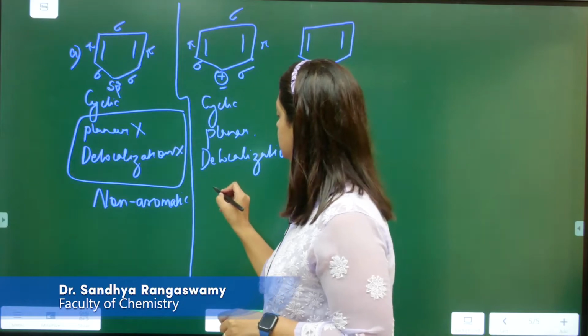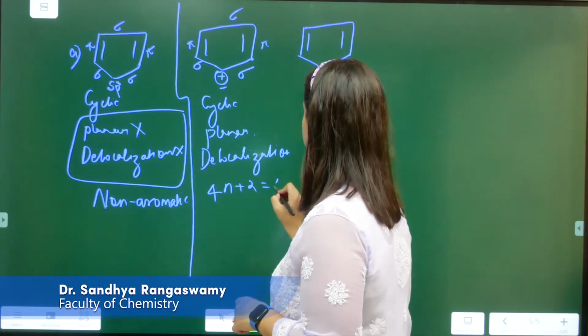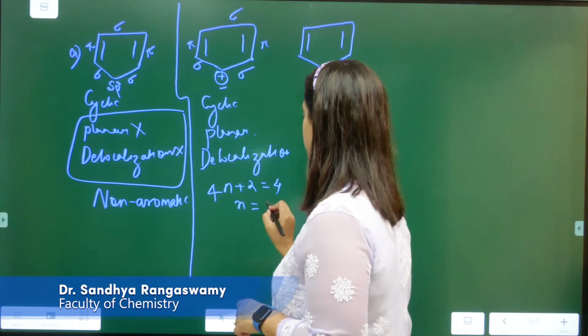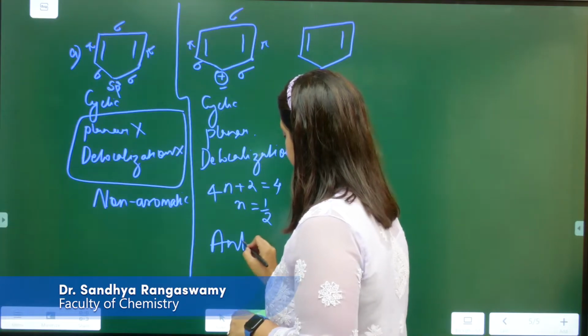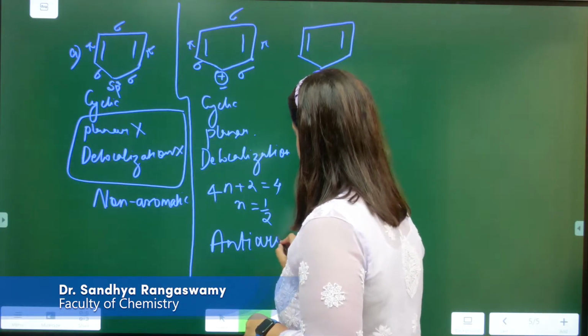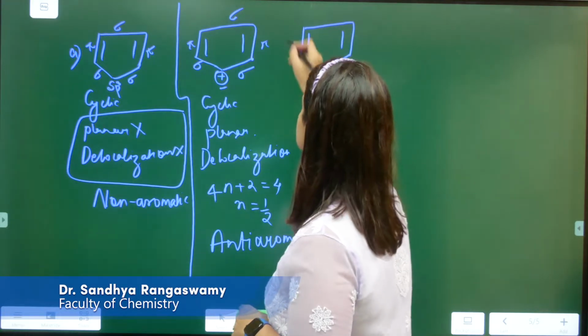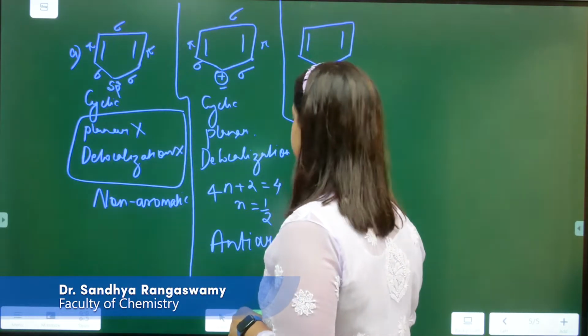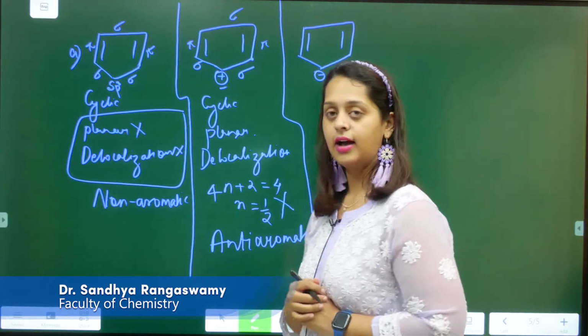Now, Huckel's rule, 4n plus 2 is equal to 4. So n becomes equal to half. That's why this compound becomes anti-aromatic. Clear? So that means even this is clear. This is an anti-aromatic compound due to not obeying Huckel's rule.